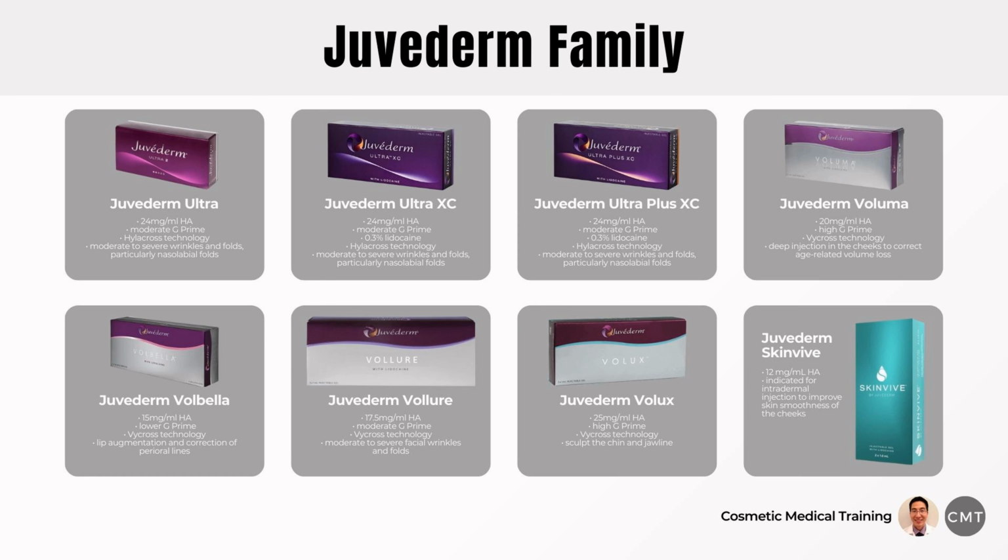Juvederm Volux, designed for the lower face. Volux is used to sculpt chin and jawline. It uses the Vycross technology and has a high G prime and an HA concentration of 25 milligrams per ml, ensuring longevity and a significant lift. Juvederm SkinVive is designed for superficial dermal injections to improve skin quality, texture, and elasticity. Its HA concentration is lower.